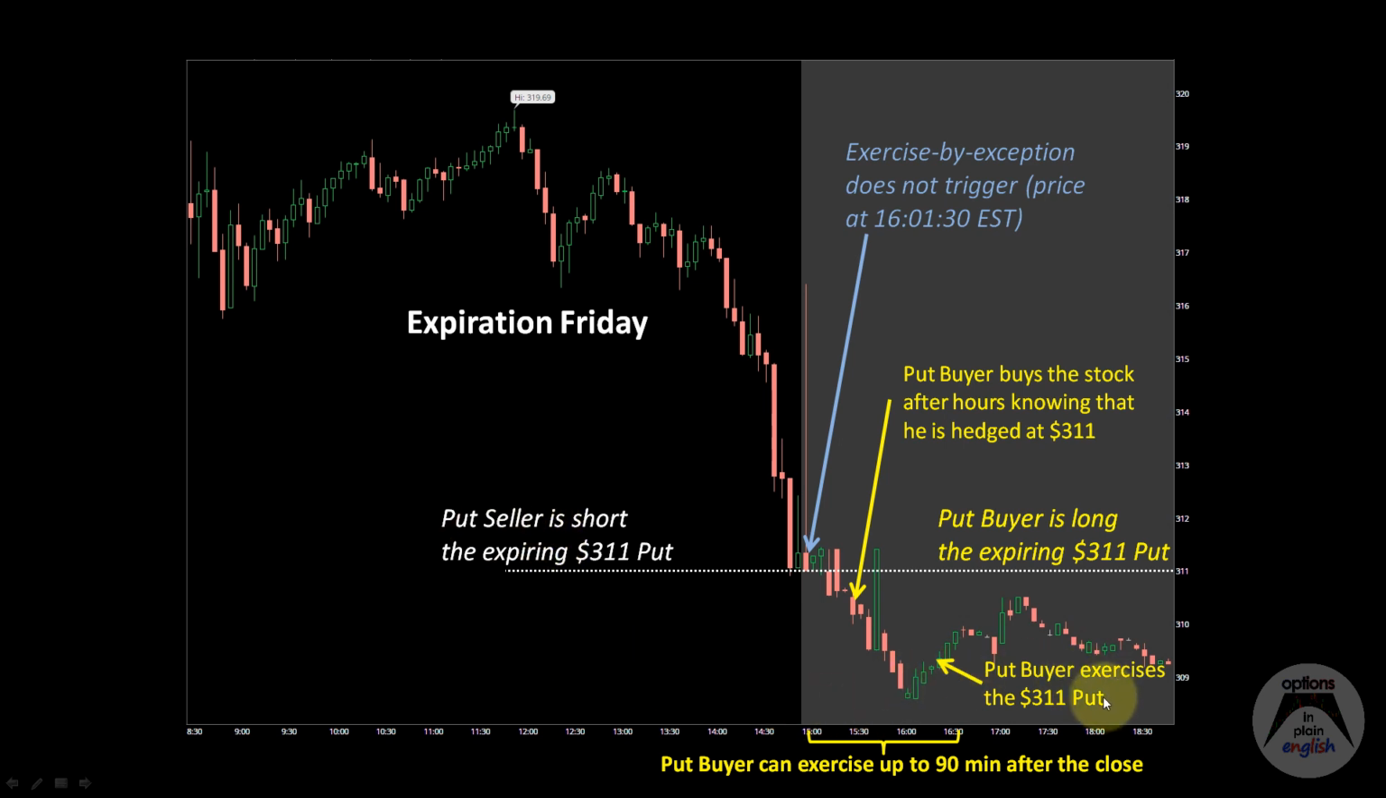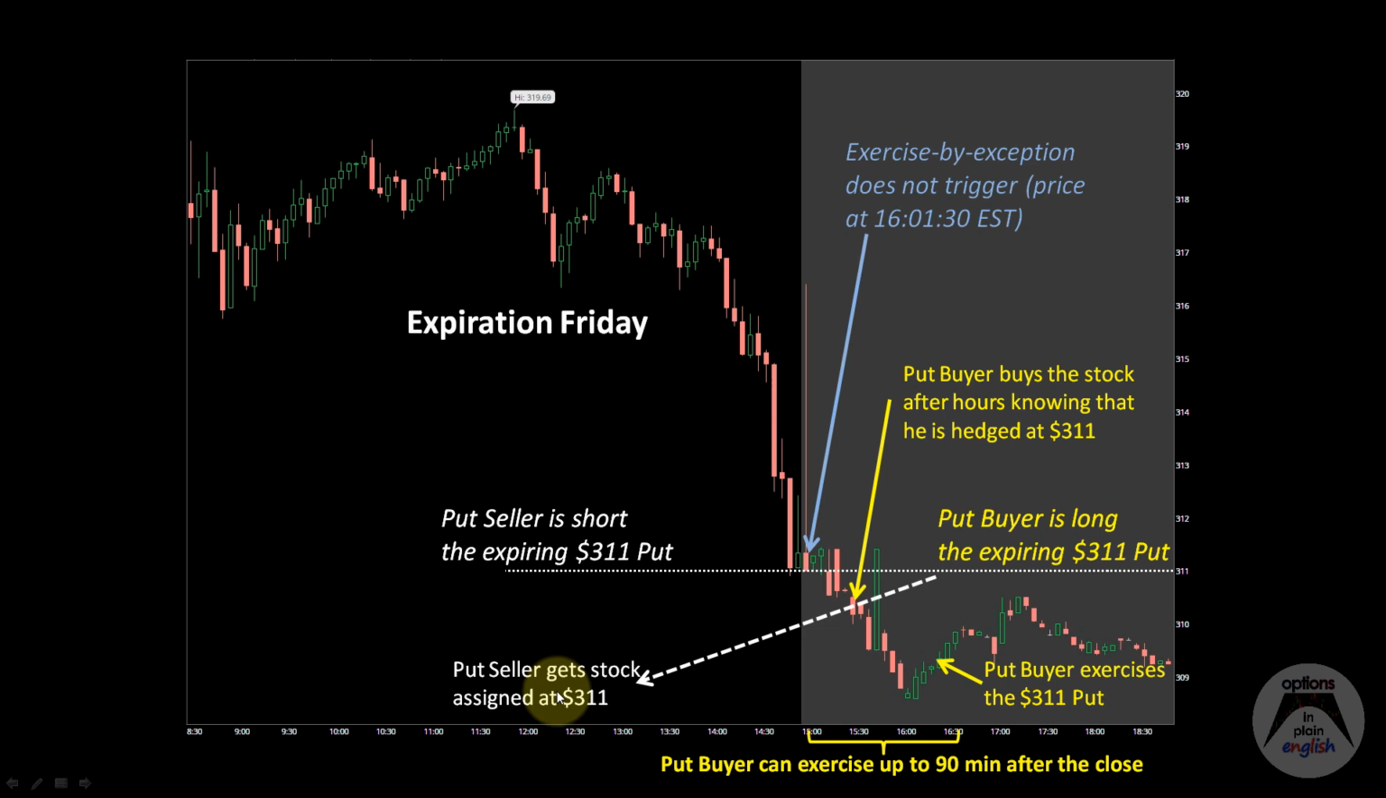So the put buyer decides to exercise his put, and what's going to happen? The put seller is going to get the stock assigned to him at 311. Now remember, the last thing the put seller knew, and if you don't know about pin risk, that's all you're going to know, is that it expired out of the money. But he's going to be assigned regardless.